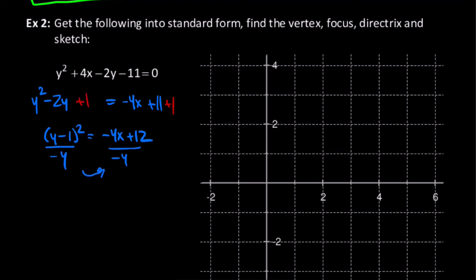Also, I want my squared term on the right, so I'm going to flip-flop these sides. This will be x minus 3 equals negative 1/4 (y minus 1) squared. Right, because I just divided both of these by the negative 4, and took this as negative 1/4 of y minus 1 squared. Okay, there's my standard form.